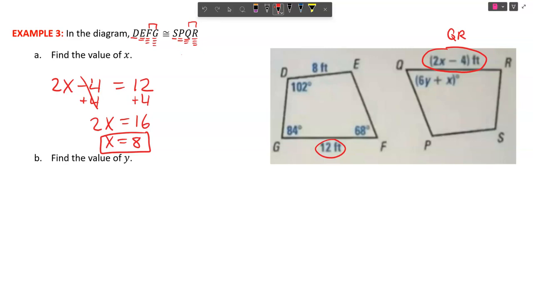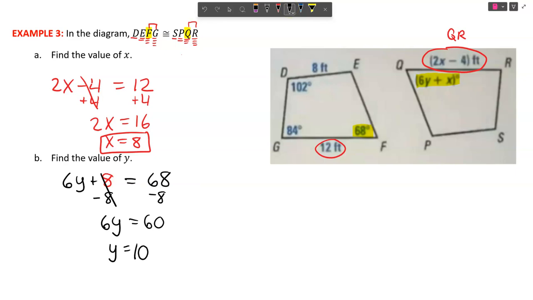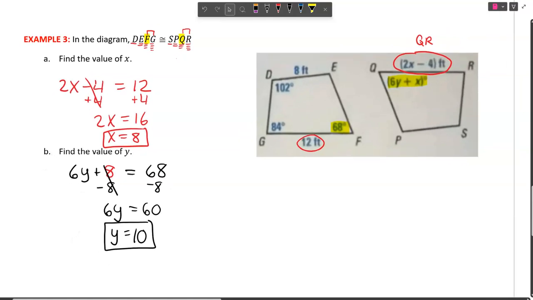And that's really important because in order to figure out the next part of our problem, we need to look at the angles. We see that we have a 6y plus x. That is angle Q. The corresponding angle for angle Q will be the angle in the third position of the other shape, which is angle F, which is 68. So my equation is 6y plus x equals 68. Now, because this has two variables, we run into a situation. Thankfully, since we know what x is equal to, I'm going to erase that x, and I'm going to put an 8 there. And now we can proceed to solving the problem. So we'll subtract 8 from both sides. We get 60, divide by 6. Y will equal 10 in this example.